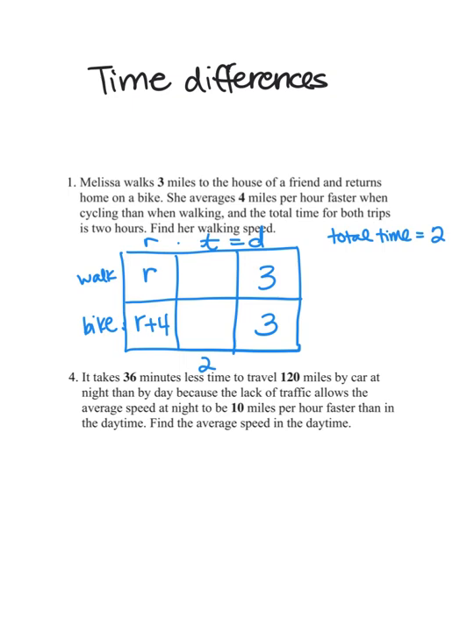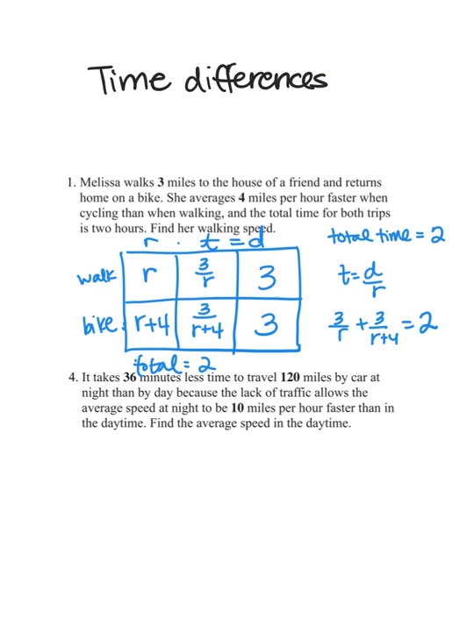So what I recommend instead is you think of the fact that time is equal to distance over rate. So we do 3 over r, and 3 over r plus 4, and this is my total time. So I'm just going to add 3 over r plus 3 over r plus 4, get the total time, and solve from there. However, let's take a look at the next one.